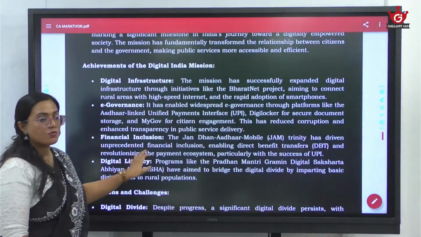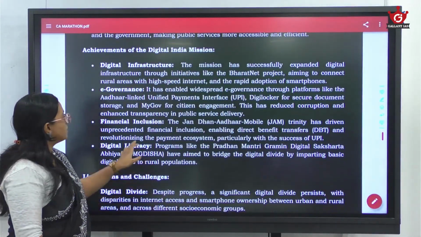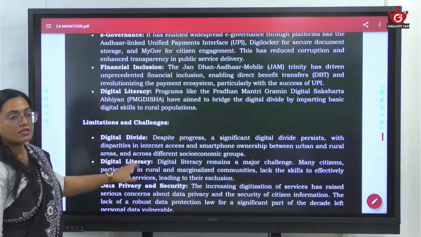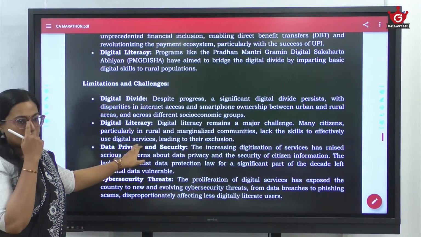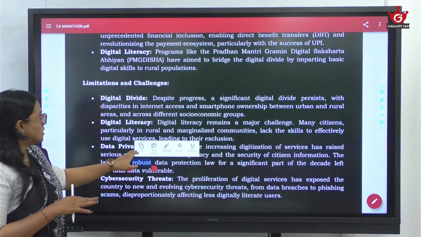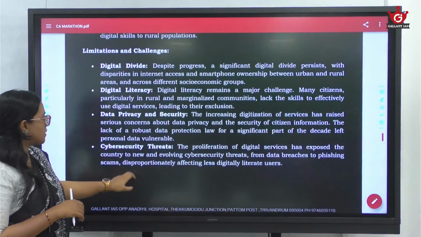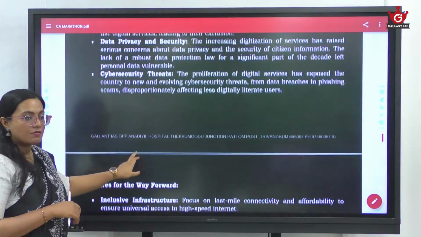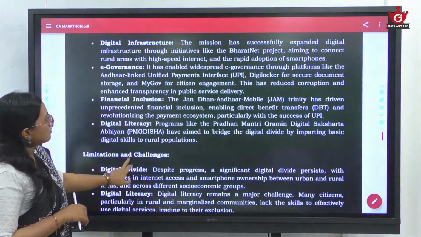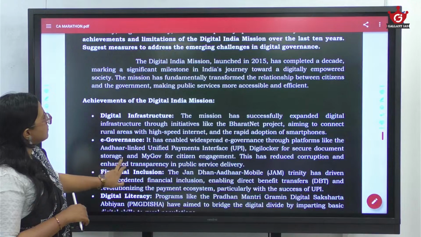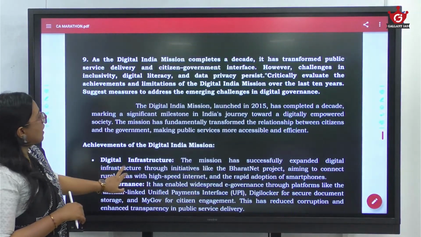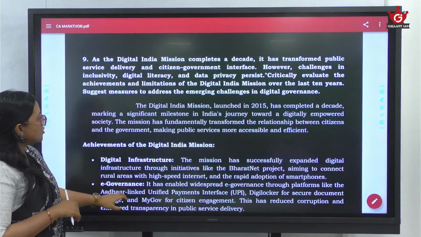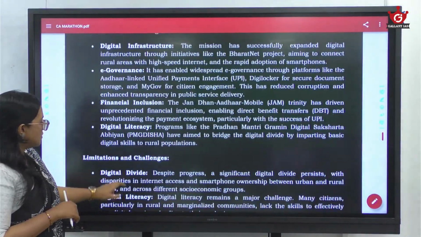So you should mention what are the advantages of Digital India mission. One is digital infrastructure, e-governance, financial inclusion. Then what are the limitations and challenges of the mission? Digital divide, digital literacy, data privacy and security, cyber security threats. Now, when you have the achievements, critically evaluate the achievements and limitations, right? So, you have evaluated the achievements of it, you have evaluated the limitations of it.